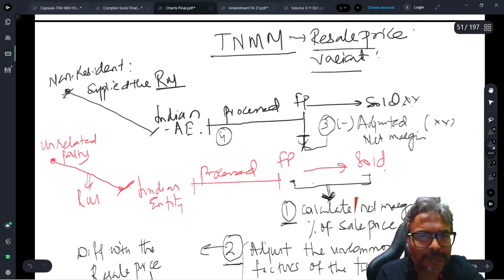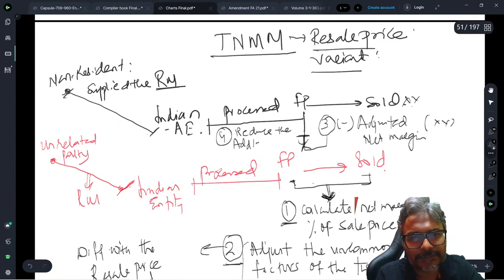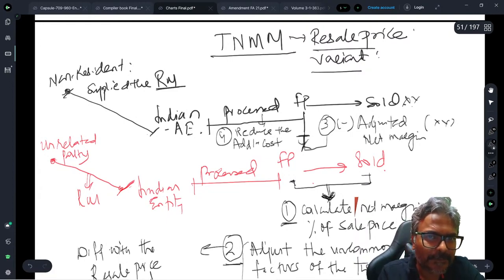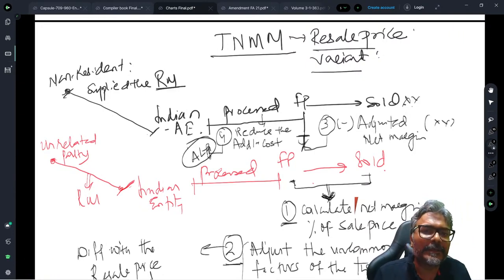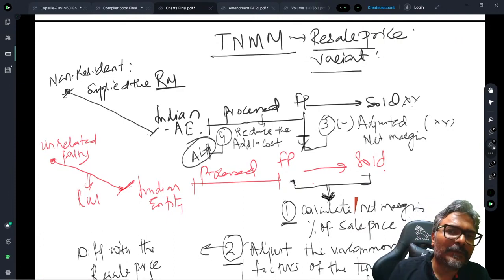Then fourth one, reduce. Reduce what? The additional cost, which is the processing cost. And this will bring me to ALP. This step number four will give me what? ALP. This step number four will give me the ALP. I hope that every one of you is clear with this one.